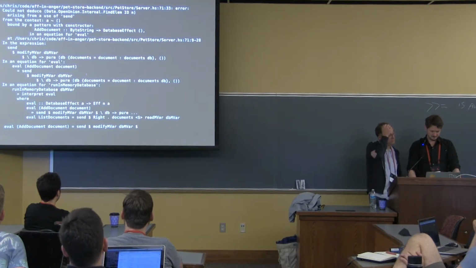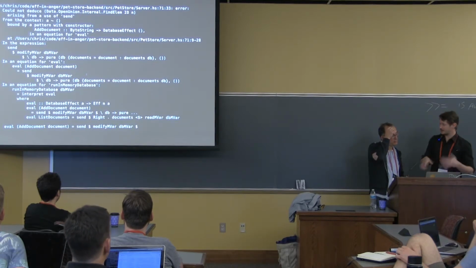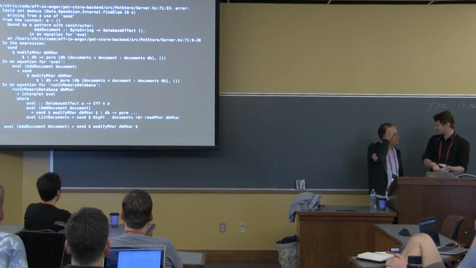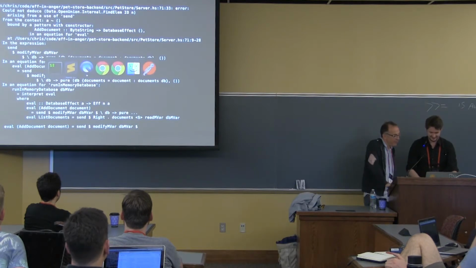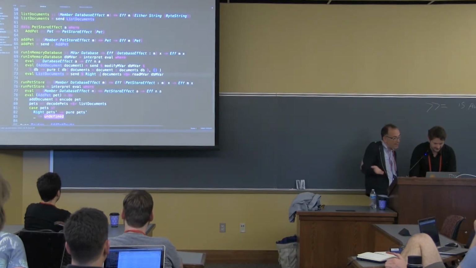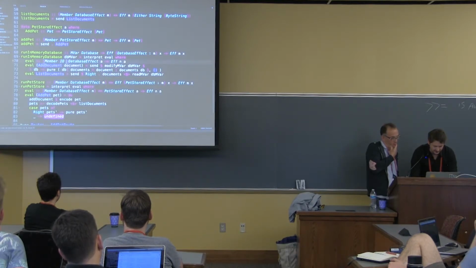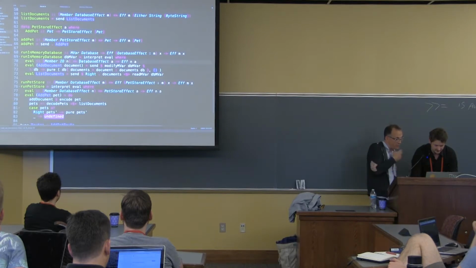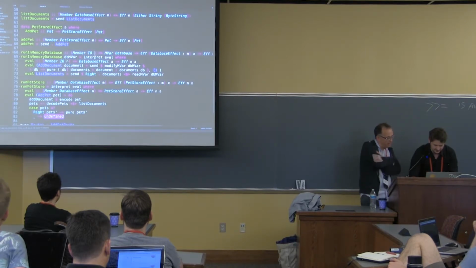Now it says, hey, you actually need IO to be part of your effect stack. Of course, yes, because we are doing IO, so there is no way around it. We need to tell it there's a member IO in our effect stack, and we need to tell it at the other level as well, up here for M.